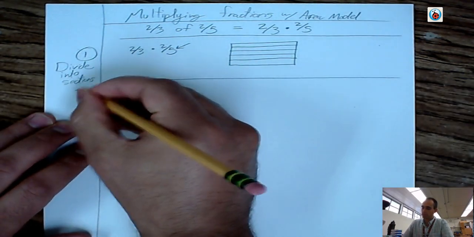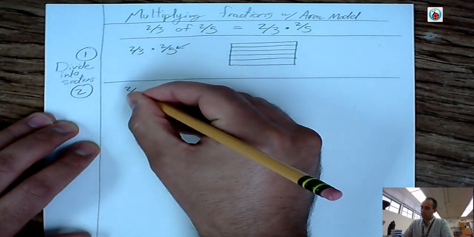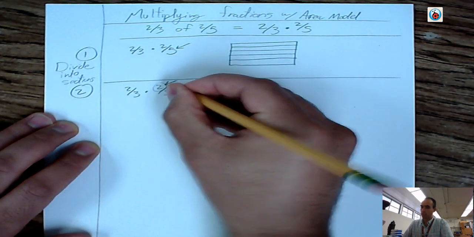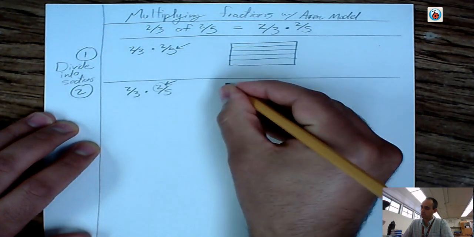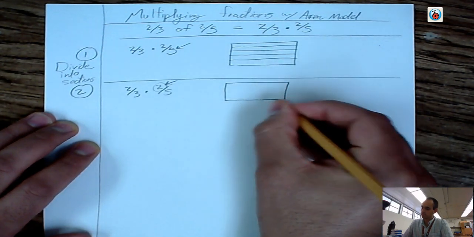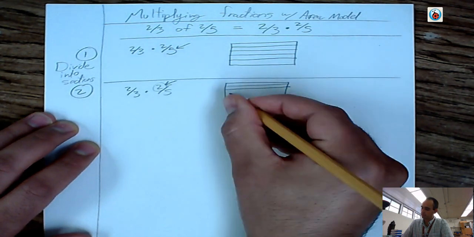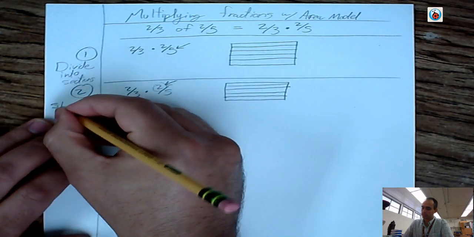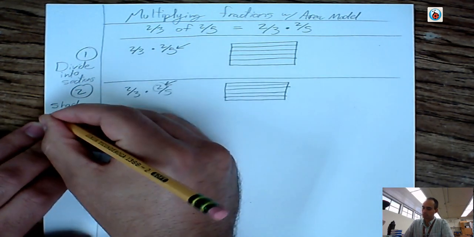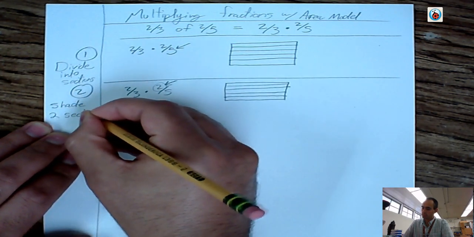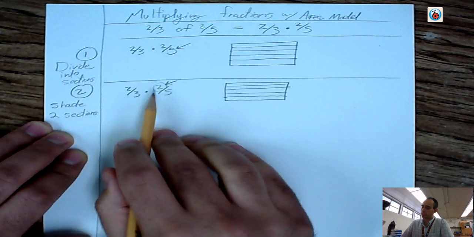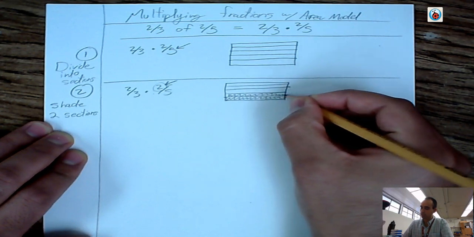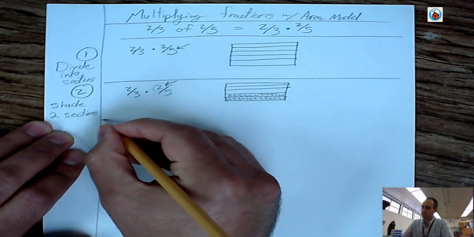Now let's look at step 2. Still the same problem, 2/3 times 2/5. But now I'm going to look at the numerator of the second fraction. So I have the same area model, still divided into fifths. And so I'm going to shade 2 sections, because there's a 2 in that numerator. So I'm going to shade 1 section, 2 sections. That's my second step.